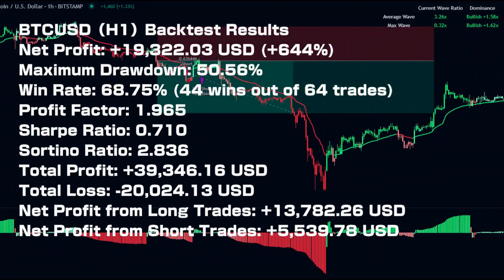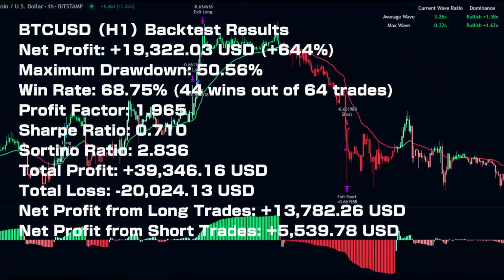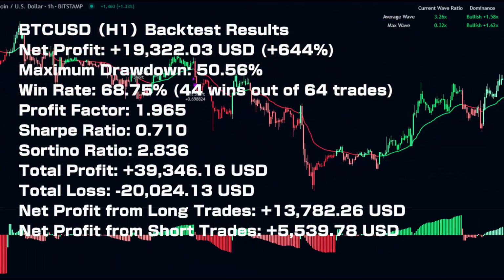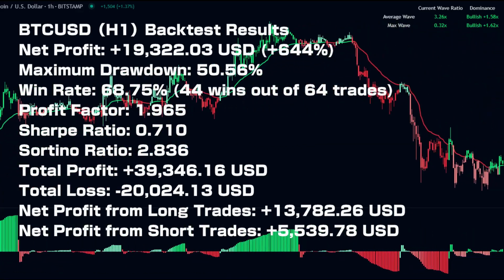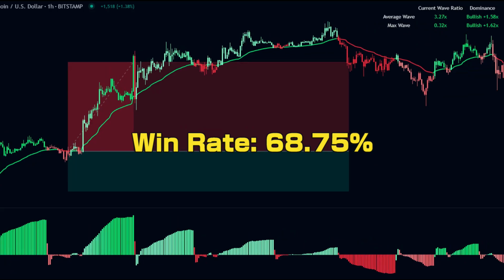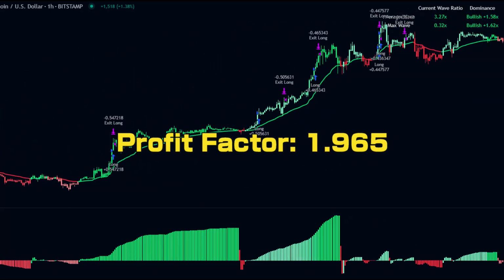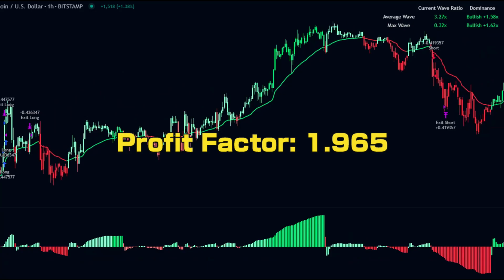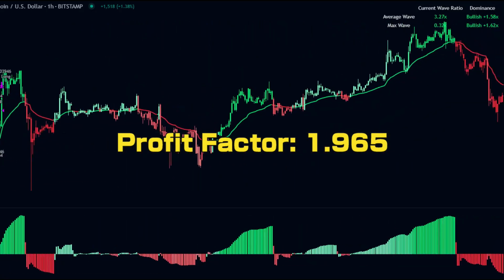Net profit from long trades, plus 13,782.26 USD. Net profit from short trades, plus 5,539.78 USD. Strengths, a high and stable win rate of 68.75%, designed to minimize losing trades. A profit factor of 1.965 indicates a well-balanced risk-to-reward ratio.